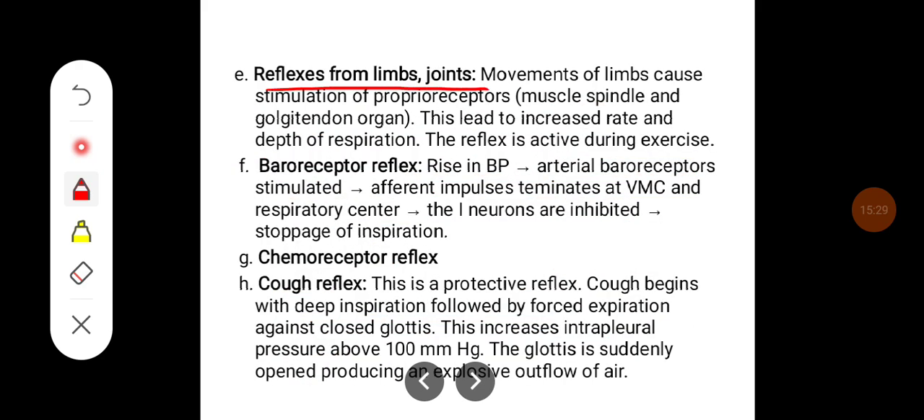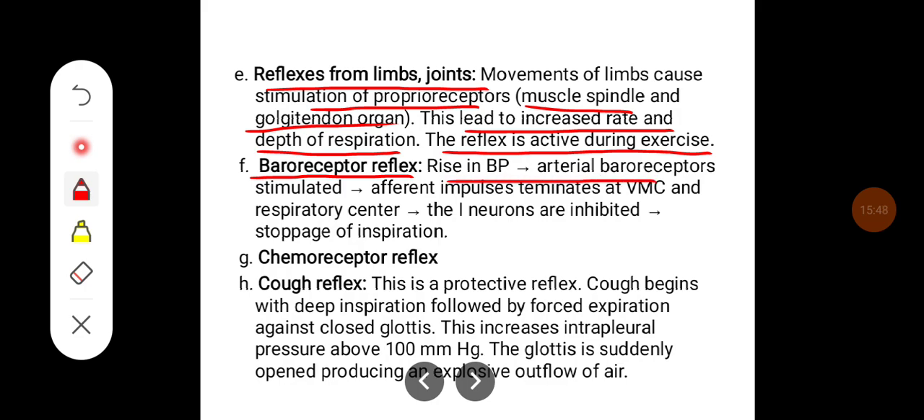Reflexes from the limbs and joints. Movements of the limbs cause stimulation of proprioceptors, that is muscle spindle and Golgi tendon organ, and this leads to an increase in the rate and depth of respiration, and the reflex is very active during exercise. Baroreceptor reflex: when blood pressure rises, arterial baroreceptors are stimulated and afferent impulses terminate on the vasomotor center and respiratory center. Particularly the inspiratory neurons are inhibited, which leads to stoppage of respiration.